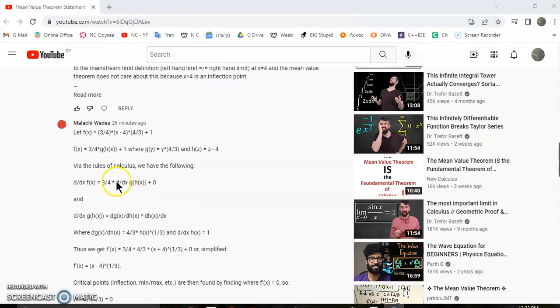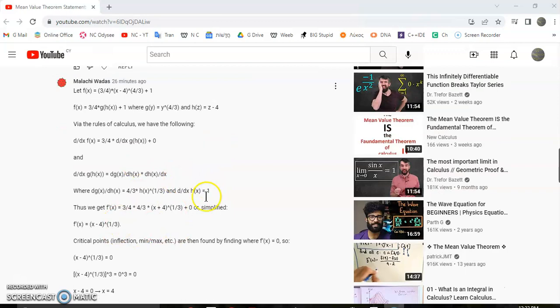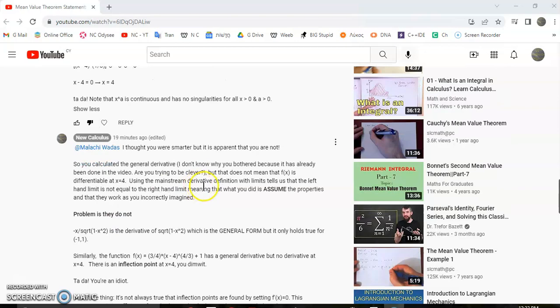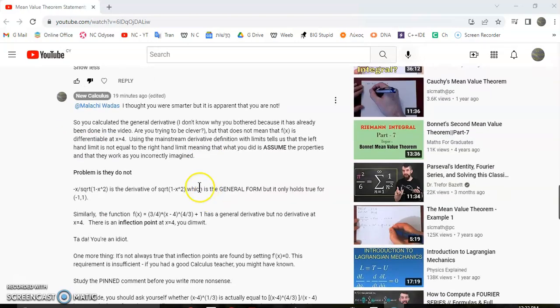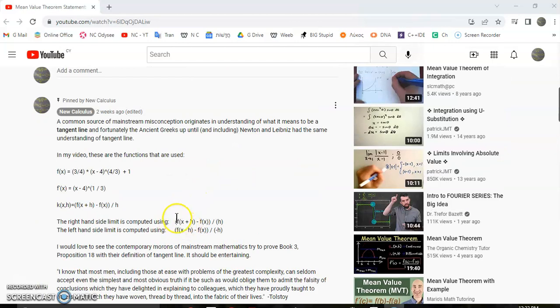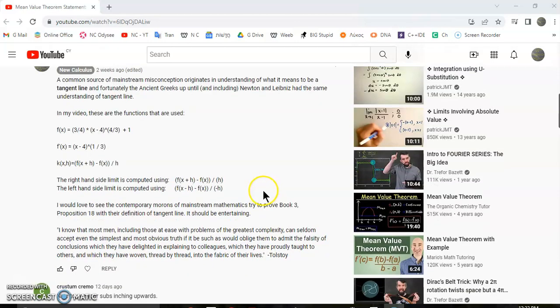So what he did was he just used the general rules that he learned like a little parrot in calculus. And so he found that, yes, the derivative is defined at x equals 4. But that's not how the mainstream derivative in calculus is defined. You have to use the original definition, which is taking the limit from the left-hand side and the limit from the right-hand side. That's what mainstream math academics do.